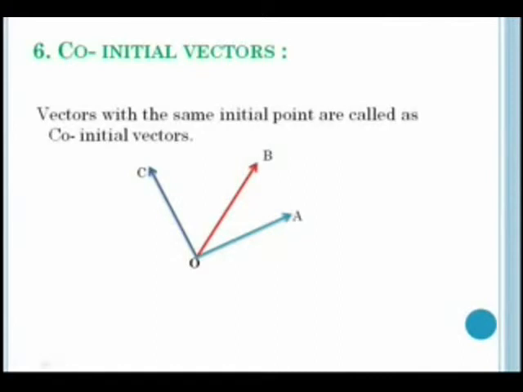The next is co-initial vectors. So co-initial vectors are the vectors with the same initial point. In this figure we clearly see that OA, OB, OC are co-initial vectors because they have the same initial point, which is O. So such vectors which have the same initial point are called as co-initial vectors.